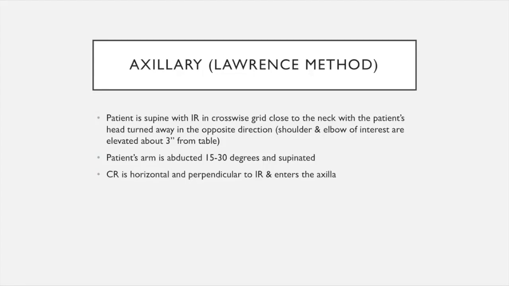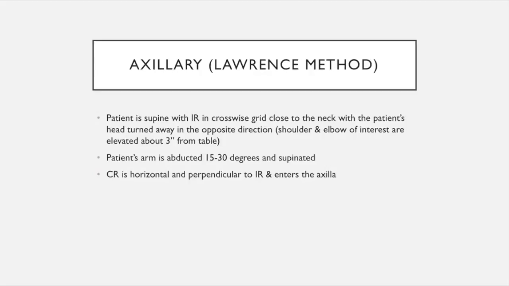The axillary view, also known as the Lawrence method: the patient is going to be supine with the IR in a crosswise grid. The IR in the crosswise grid is going to be close to the patient's neck, and the patient's head is going to be turned away in the opposite direction. You want to keep the shoulder and elbow of interest elevated about 3 inches from the table to keep it boosted.